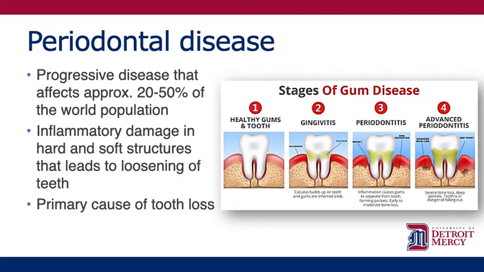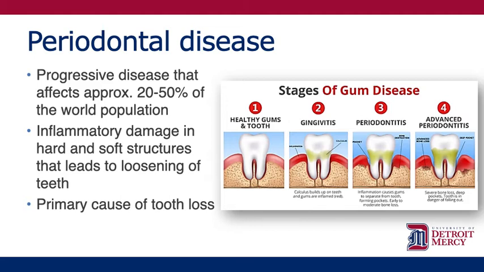To begin, we first need some information on the background of periodontal disease. Periodontal disease is a progressive disease that affects 20 to 50% of the world's population. It causes inflammatory damage in hard and soft tissues and is the primary cause of tooth loss. As you can see in the image right here, the progression of gum disease starts with healthy gums, gingivitis, then periodontitis, all the way to advanced periodontitis.